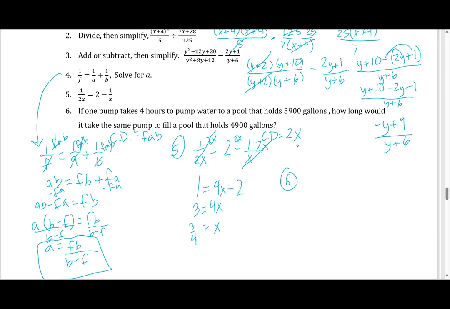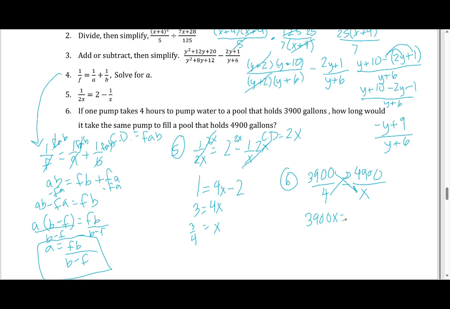If one pump takes 4 hours, let me go ahead and write myself a little fraction here, to pump water to a pool that holds 3,900, so 3,900 gallons in 4 hours. There's my ratio. How long would it take the same pump, so it should be the same ratio, to fill a pool of 4,900 gallons? And so we're just going to set up this little proportion. We don't know x, we don't know how long it takes. So I'm going to cross multiply, or you can multiply by 4 on both sides, if that helps you to see it.